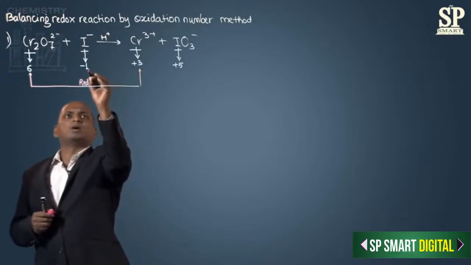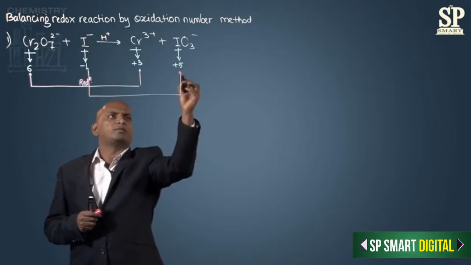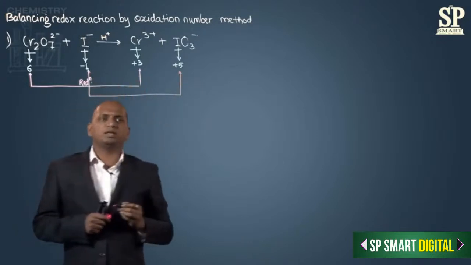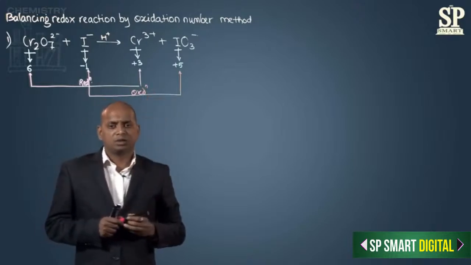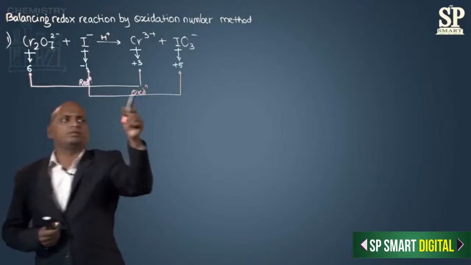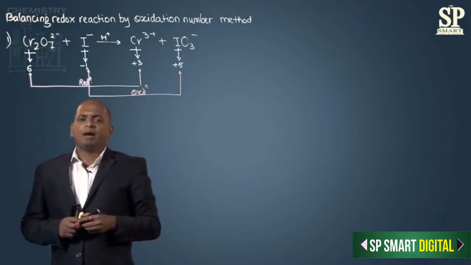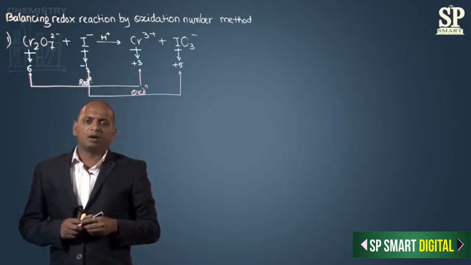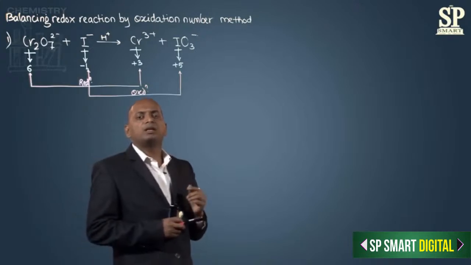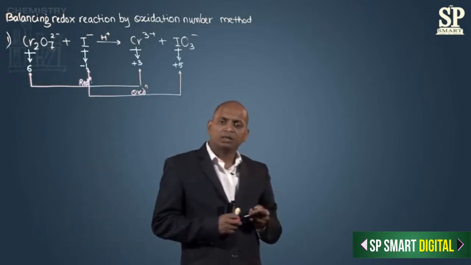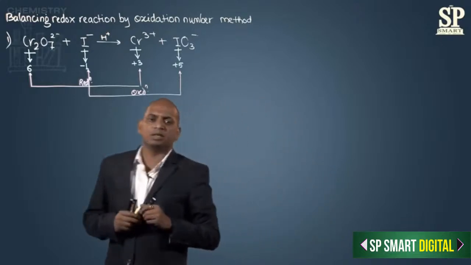So here we have reduction, while iodide ion I- changes to +5. So there is an increase in oxidation number, so we have an oxidation process. So we now have reduction and we now have oxidation. Now we have to determine what is the net increase in oxidation number and what is the net decrease in oxidation number.